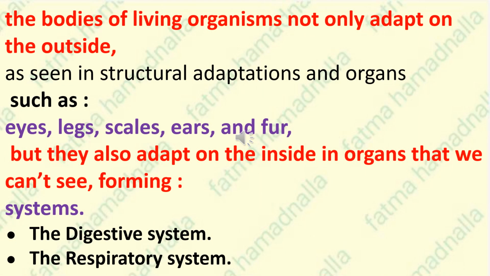In the last video, we discussed how living organisms adapt not only externally through structural adaptations, like eyes, legs, scales, ears, and fur, but also internally through adaptations in their organs, which form various systems, such as the digestive system and respiratory system. In the last video, we discussed the digestive system. Today, we will talk about the respiratory system.